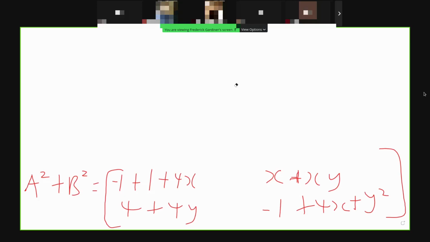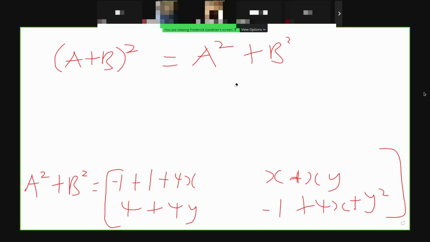Okay, so the question said, a plus b squared should be equal to a squared plus b squared. Now, what did we get for a plus b squared? Please give me.